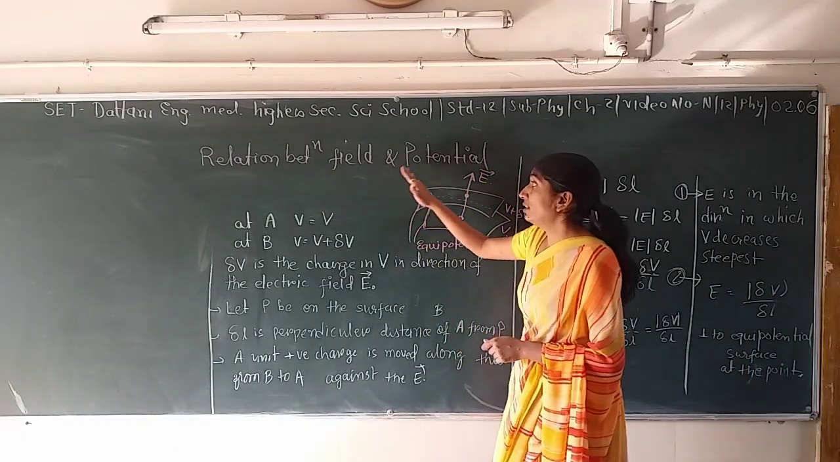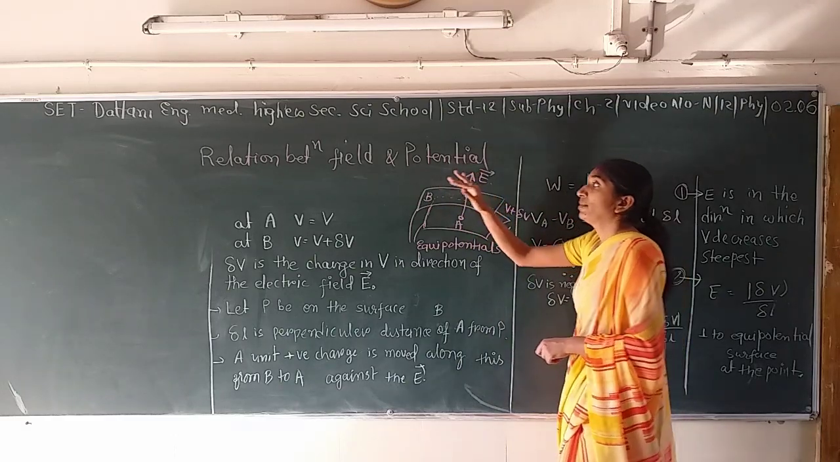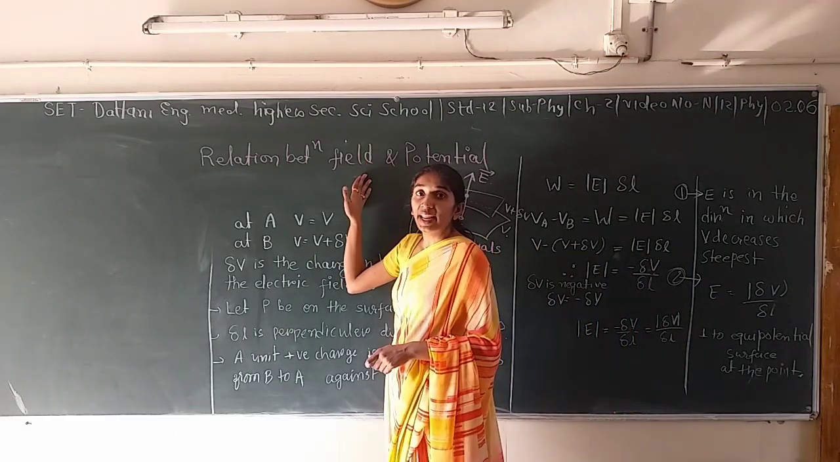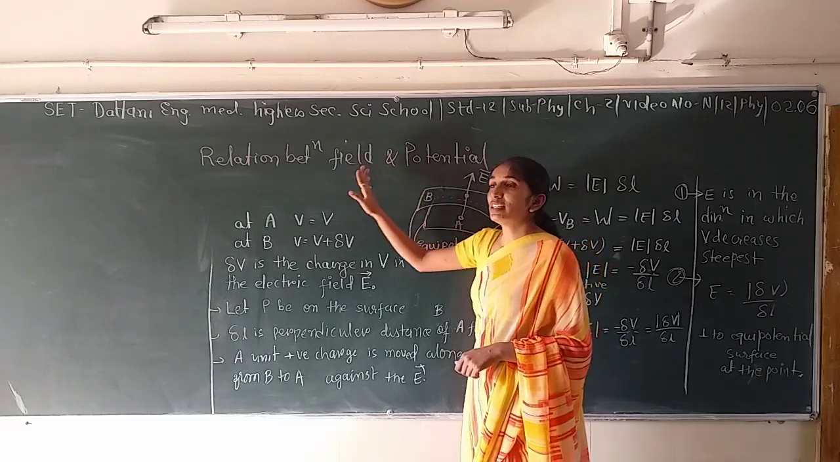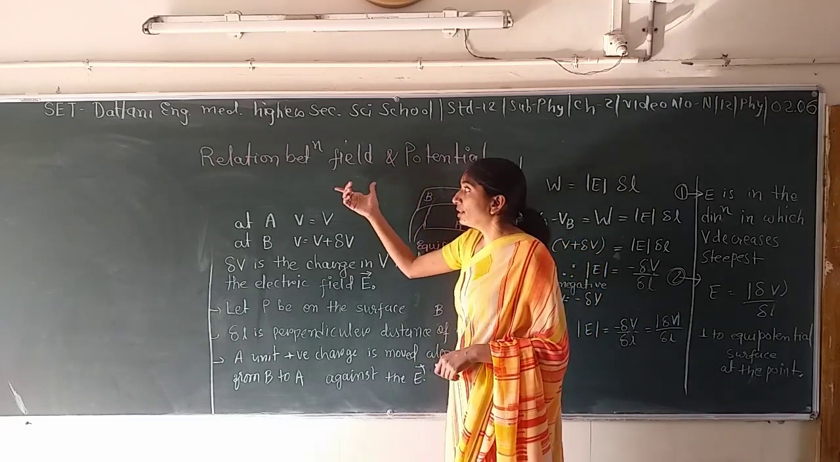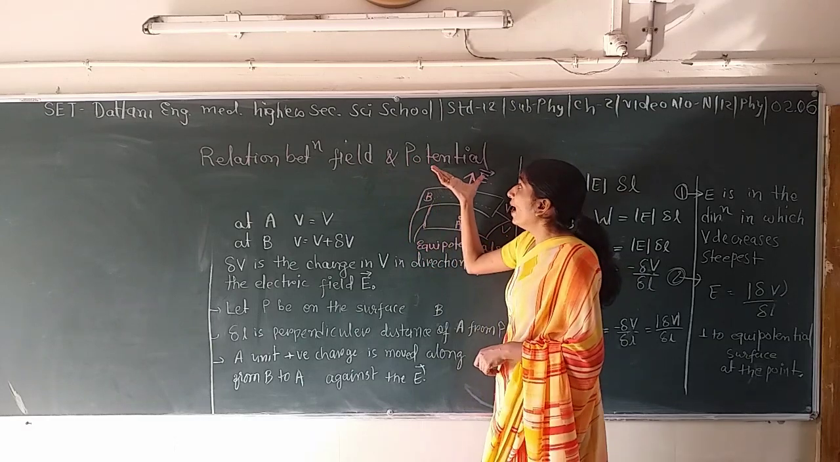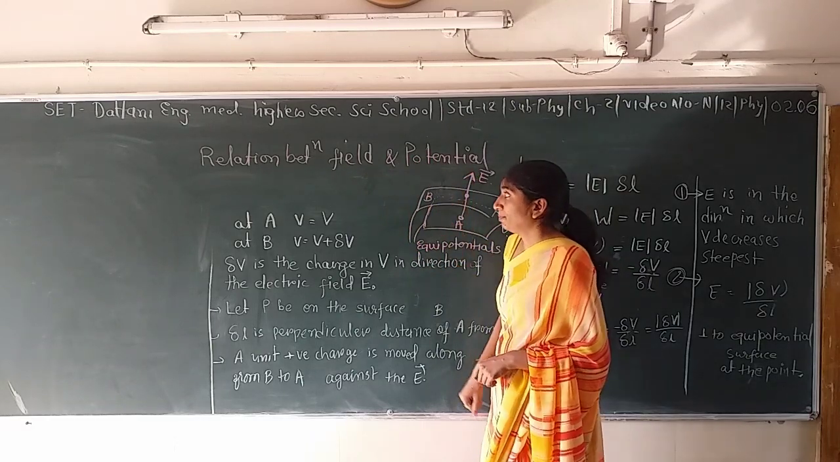Relation between field and potential. Here we are talking about the electric field and the electrostatic potential. Obviously, the electrostatic field, that is the intensity, and the potential.